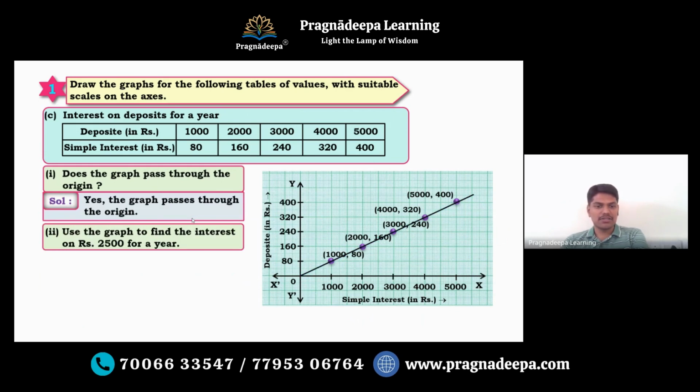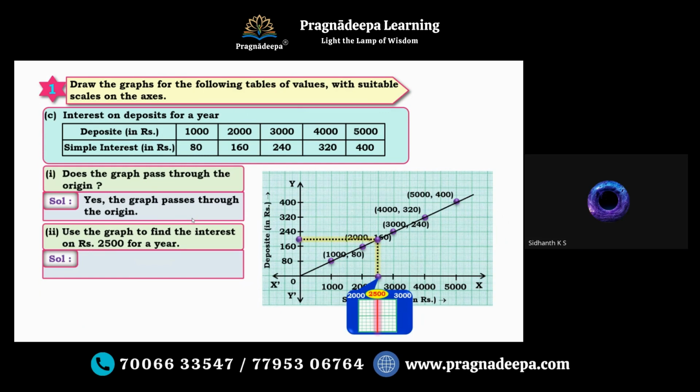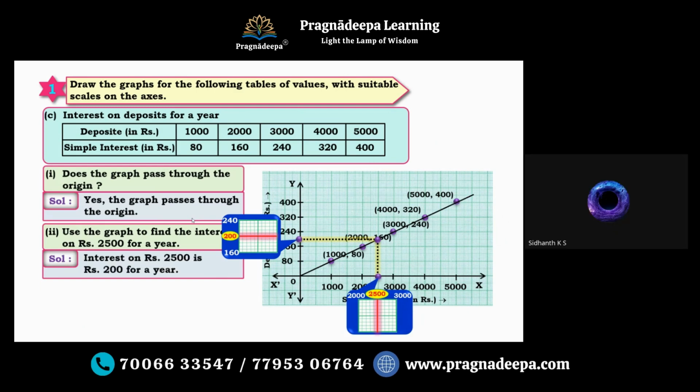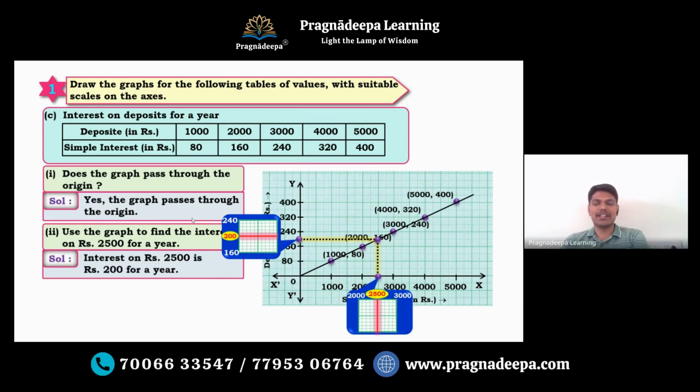Where does 2500 come? Is it the mid of 2000 and 3000? Yes, sir. What is the mid of 160 and 240? It'll be between 160 and 240, so it becomes 200. So the interest on 2500 rupees is 200. Correct?